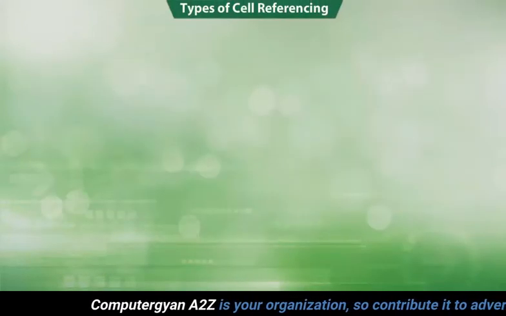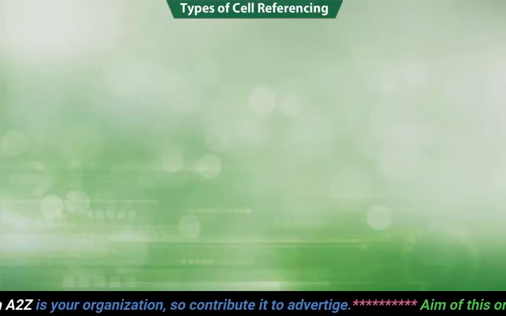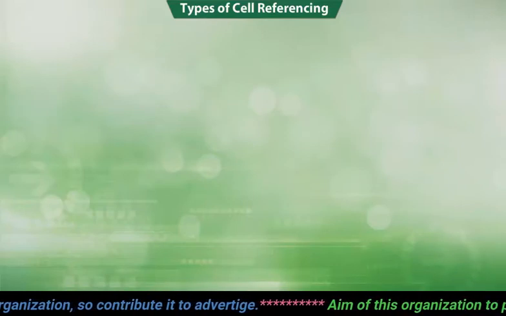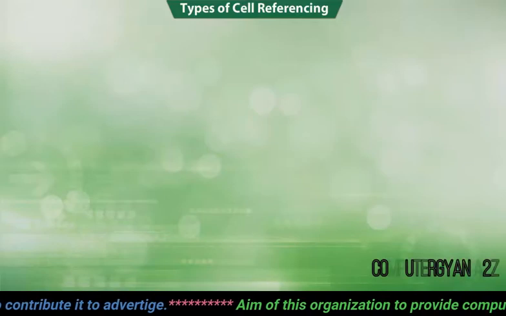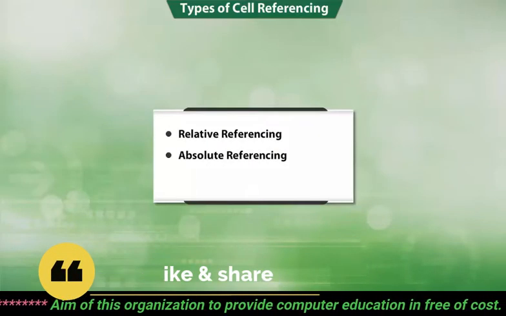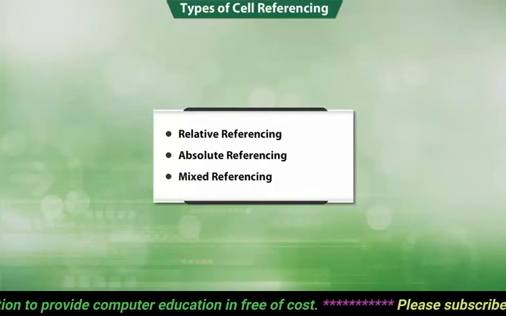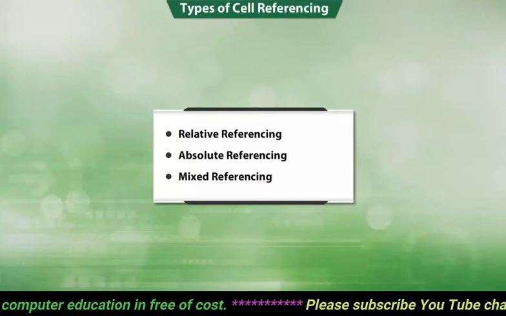Let us now look at the various types of cell referencing in Microsoft Excel. There are three types of cell referencing. They are relative referencing, absolute referencing, and mixed referencing. Let us discuss each of these types in detail.